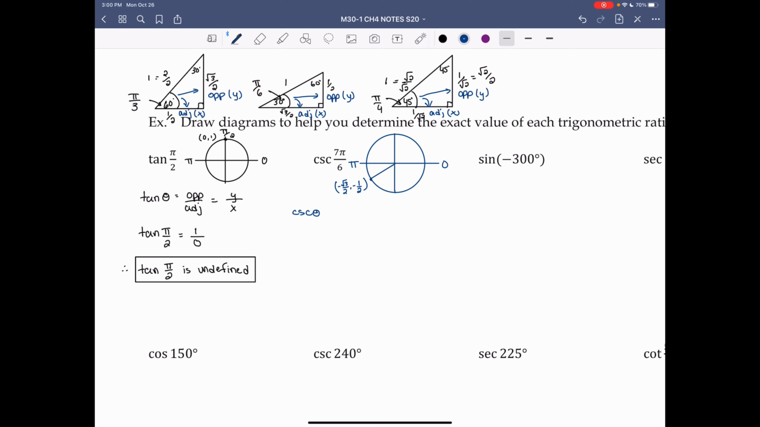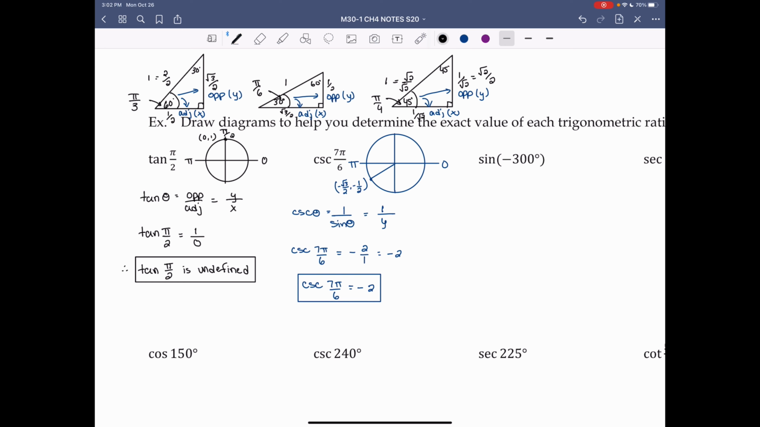Then cosecant theta equals 1 over sine theta. In the unit circle, sine is y, so that's 1 over the y value. Or if the y value is a fraction, it's the reciprocal of the y value. Then cosecant of 7 pi over 6 equals the reciprocal of negative 1/2, which would be negative 2 over 1, which equals negative 2. So cosecant of 7 pi over 6 equals negative 2.